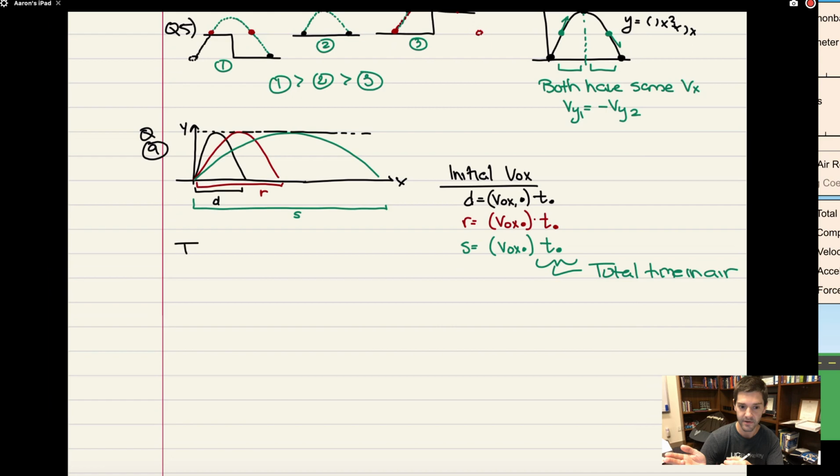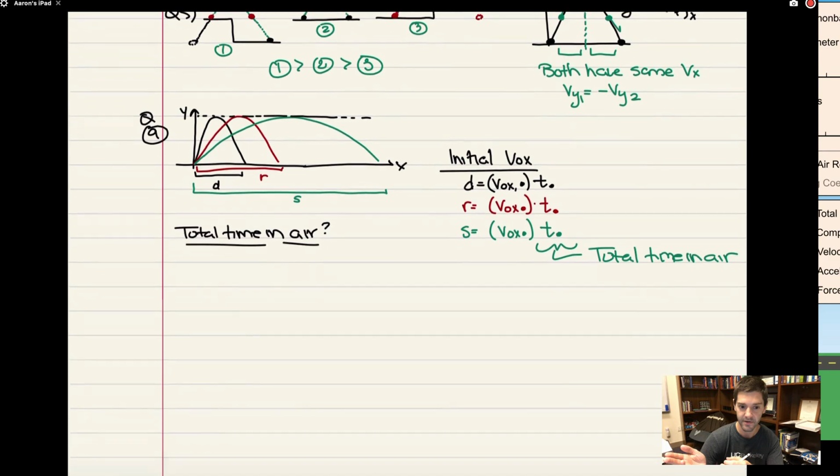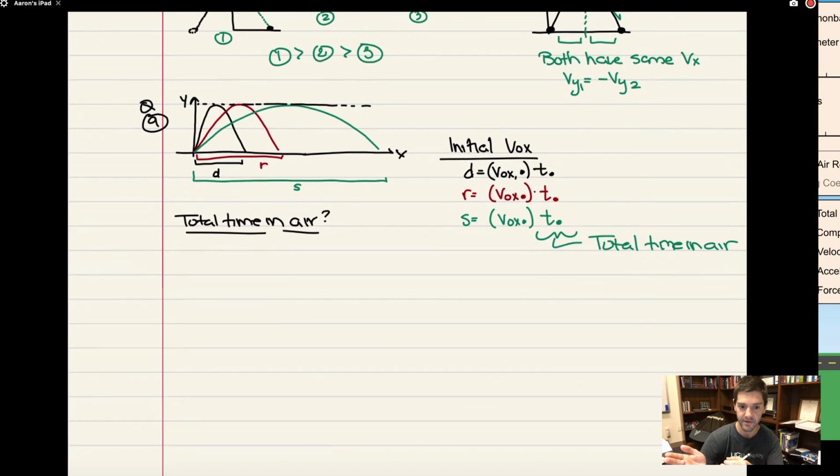So maybe let's start, let's see, can we do the total time in the air? Can we say anything about that? So again, this is solving the projectile problems, where we can ask ourselves, and in this case, we're actually just looking in the vertical direction.